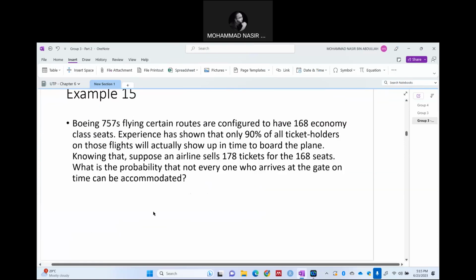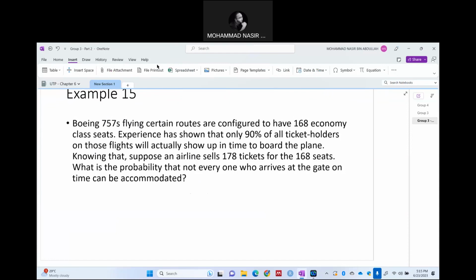So in example number 15, a Boeing 757 flying a certain route is configured to have 168 economy class seats. Experience has shown that only 90% of all ticket holders will actually show up. So there are two outcomes, show or not show. The probability of showing up is 0.90, and knowing that, suppose an airline sells 178 tickets for 168 seats.